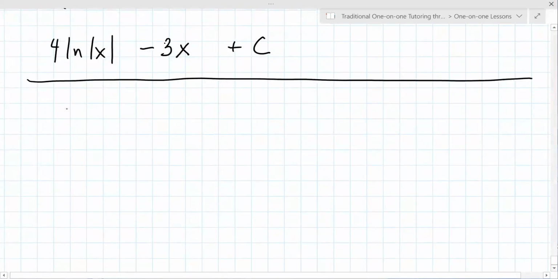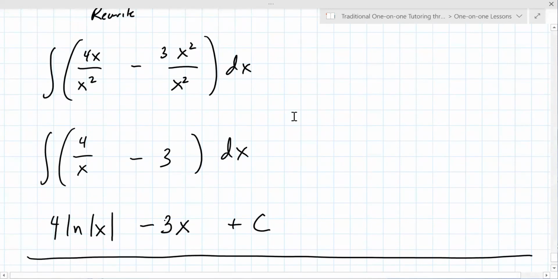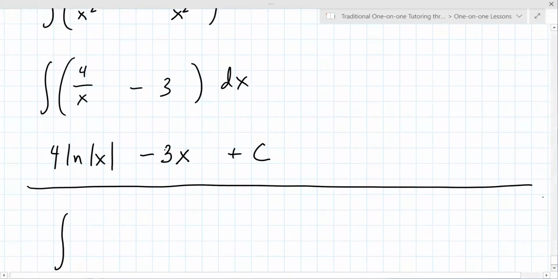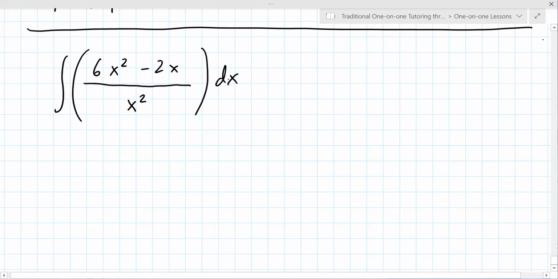Okay, let's try one more here. Wait, how can I go up a little bit? Let's try one more here. The integral of 6x squared minus 2x over x squared dx. Give this one a try, please.